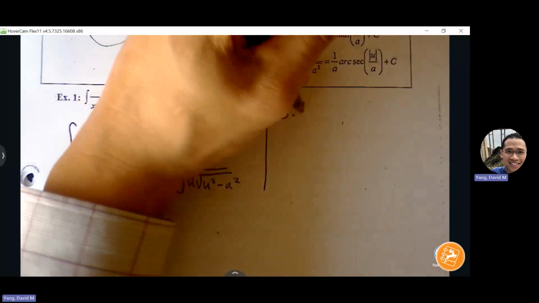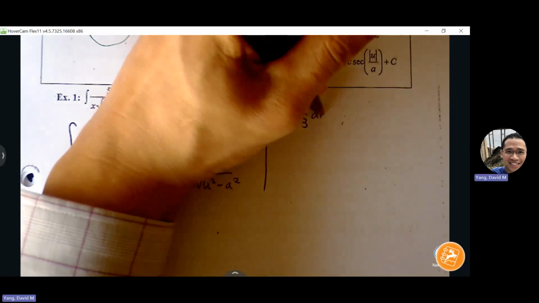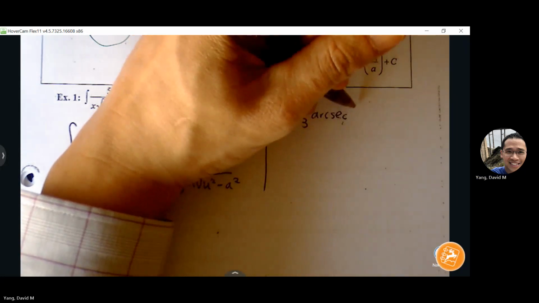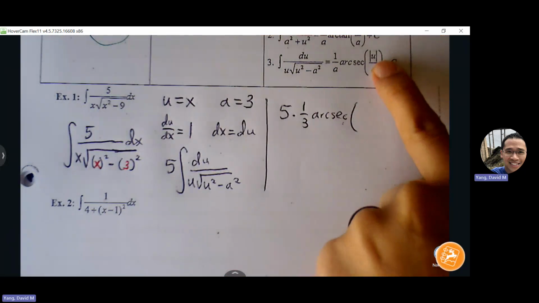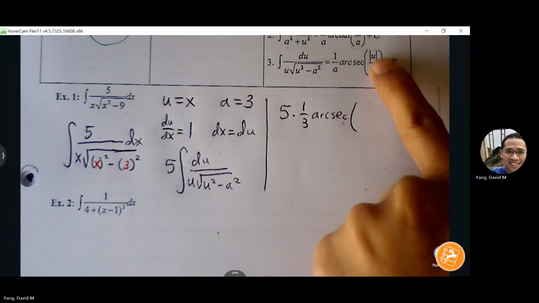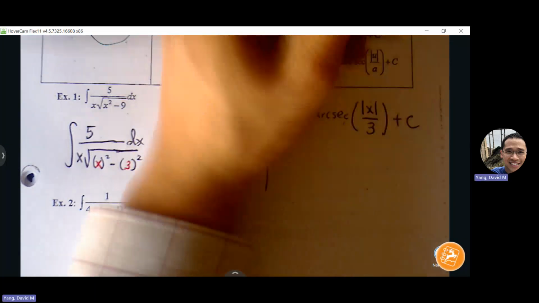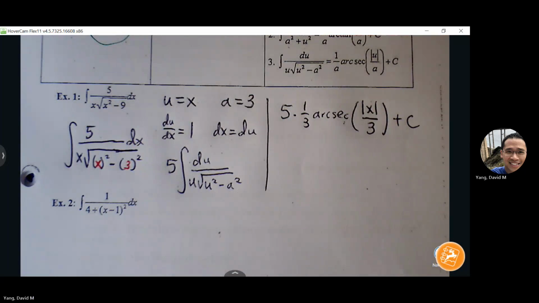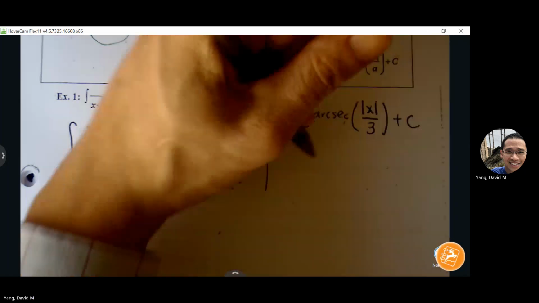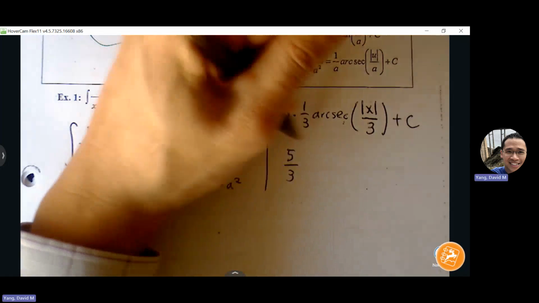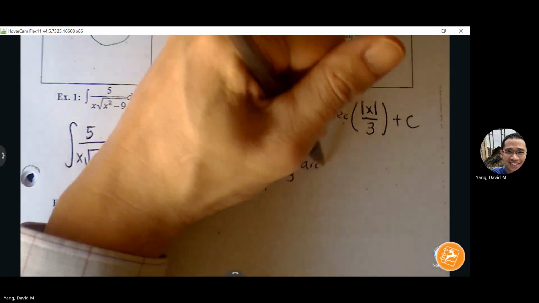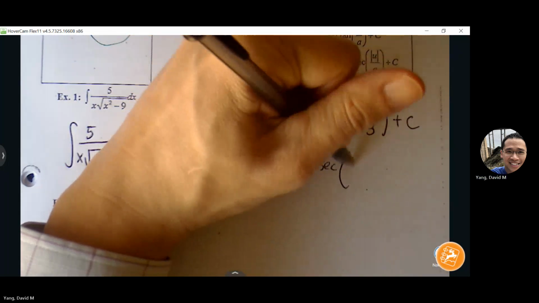3, so 1/3 arc secant absolute value of u, so absolute value of x over 3 plus c. So we leave it in that form. I'm going to make it 5/3, and then the absolute value just stays.